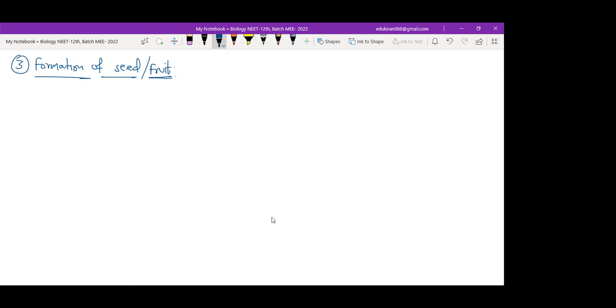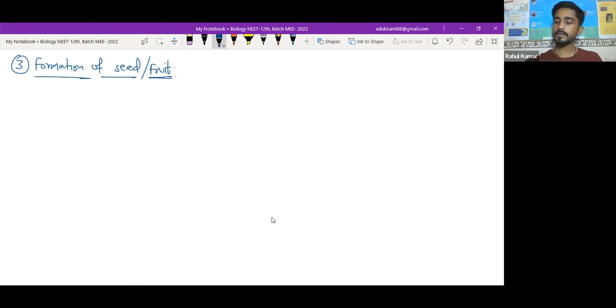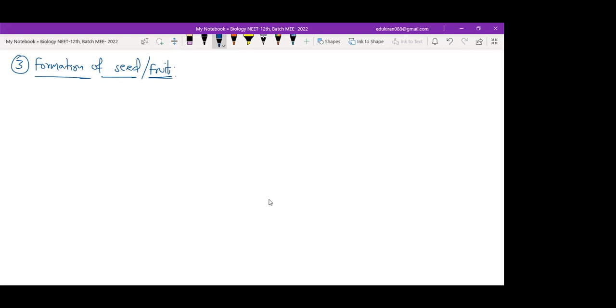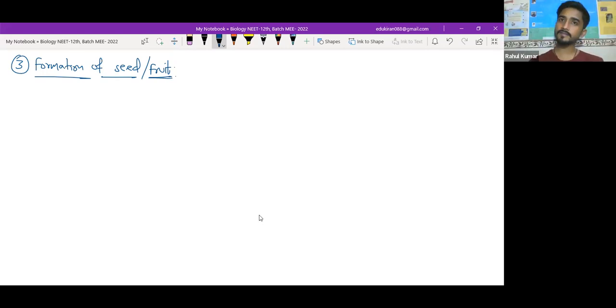So if a fruit has only one seed, it means it has just one ovule in the ovary. And if a fruit has multiple seeds, it means there were multiple ovules in the ovary. Is it clear? So what about strawberry? Strawberry is not a fruit in real biological terms. We will talk about strawberry. Even apple is not a fruit. There are two things: one is called true fruit and the other is called false fruit.